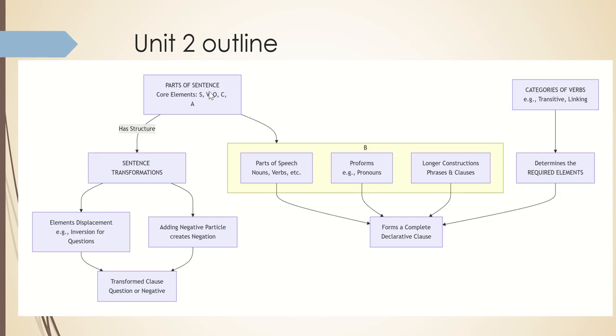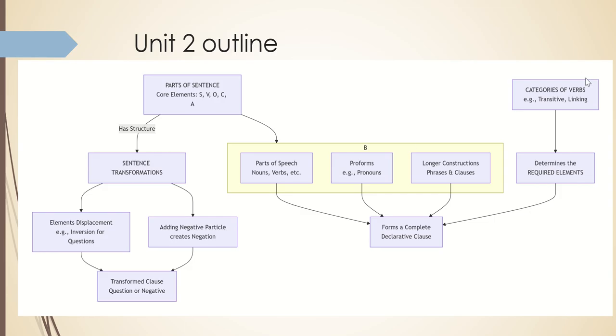So how can these elements be realized? The answer is they can be realized either as parts of speech, I mean the building blocks that form the sentence elements, or they can be realized as a proform, like a proper noun can be realized as a pronoun, for example, or they can be realized as larger constructions. They can be realized as phrases or clauses. So the yellow box shows the way sentence elements can be realized as a full structure.